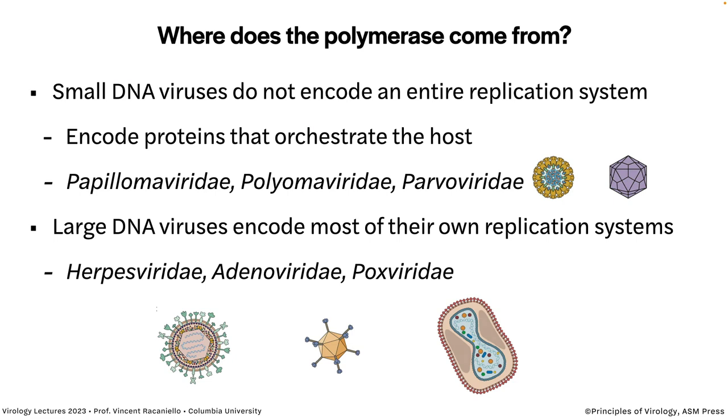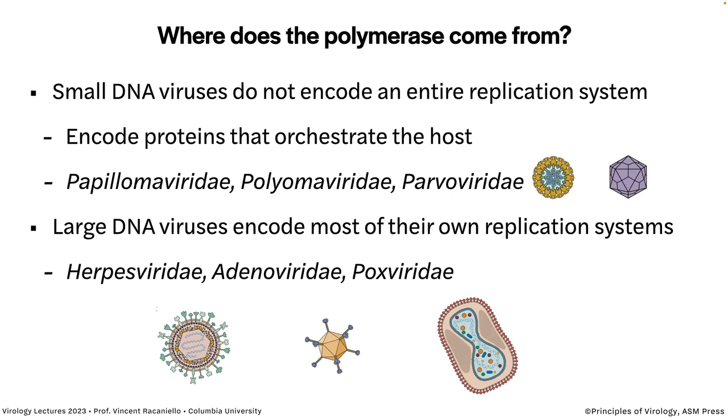On the other hand, the large DNA viruses encode most of their own replication systems, the herpes viruses and the adenoviruses, most of their own. The pox viruses, pretty much the whole thing, because again, they're in the cytoplasm. So they have to encode the entire replication system.